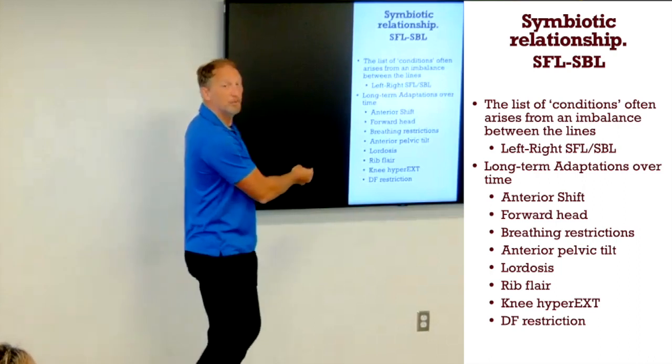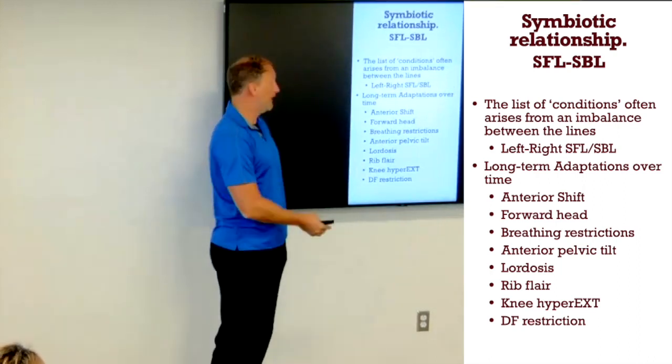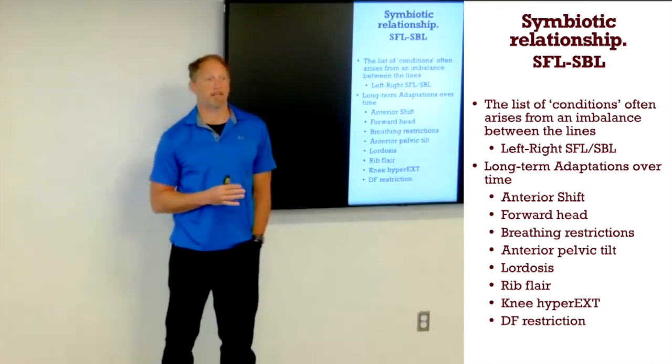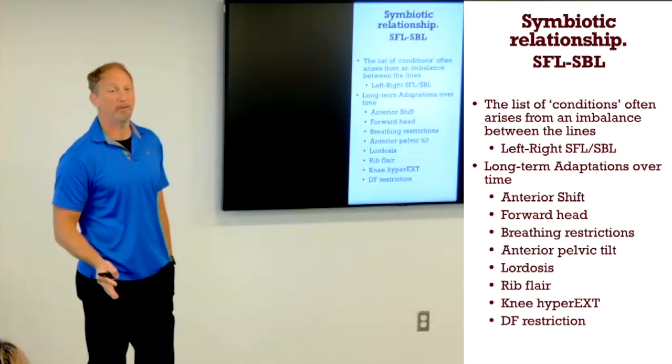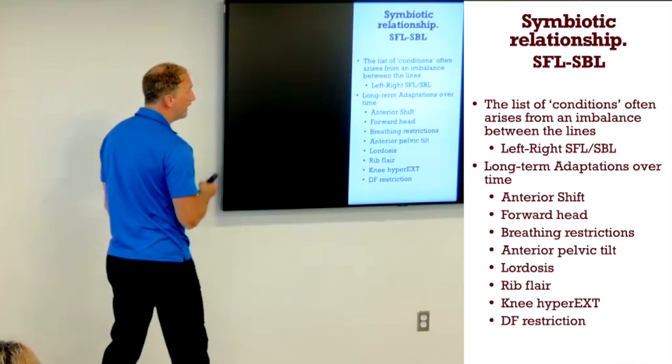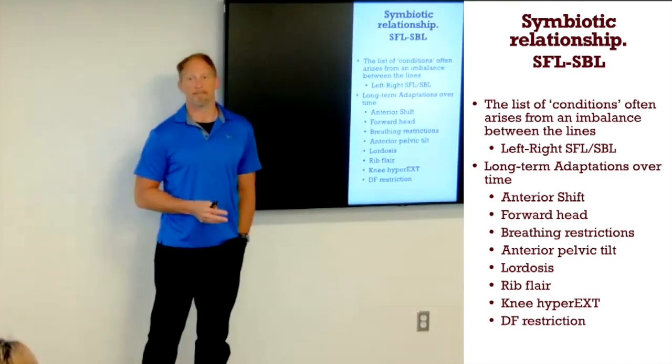When we have awkward situations between the superficial front line and superficial back line, we get these long-term adaptations. This is just how we learn to get by through the situations. We have to work together. We have to be in the same room together. This is what we're going to do to get by.